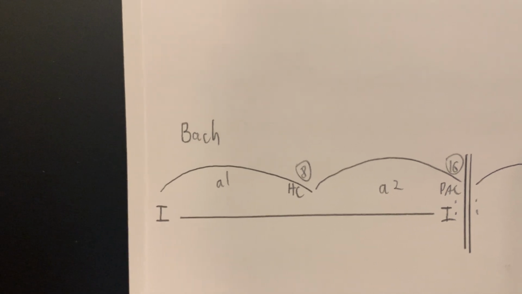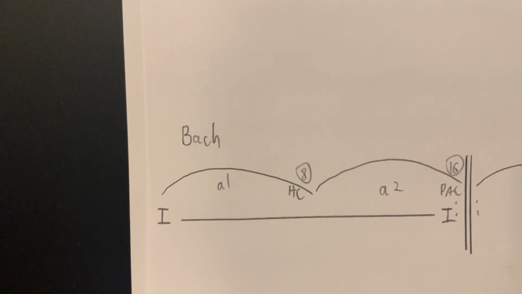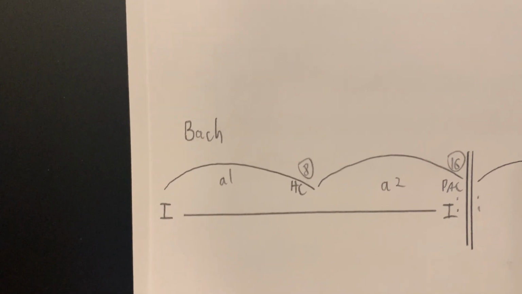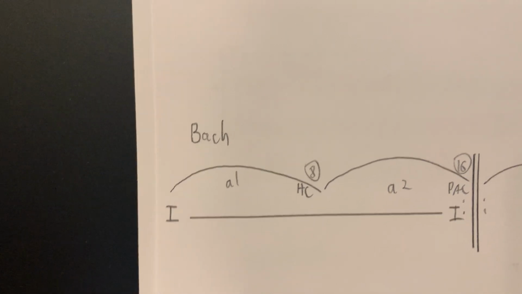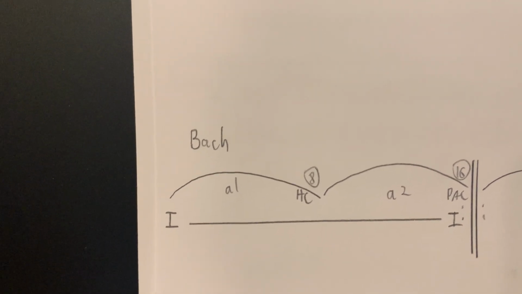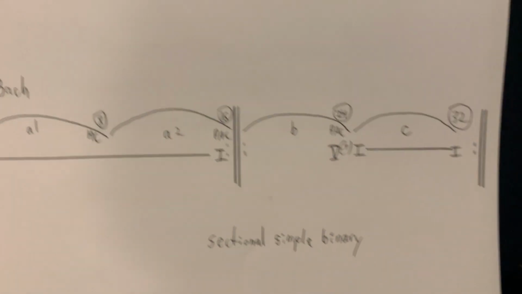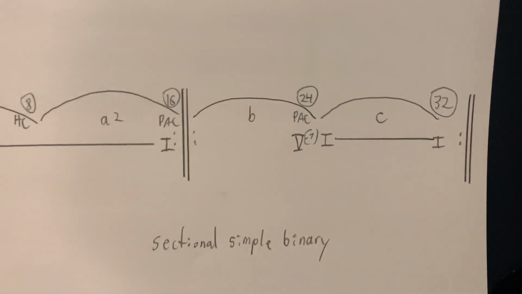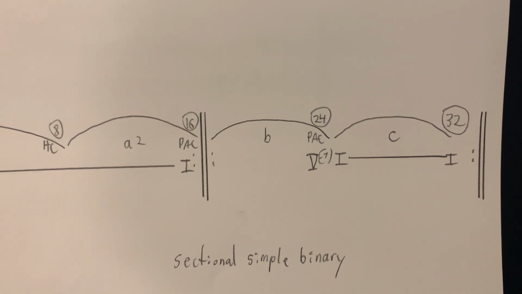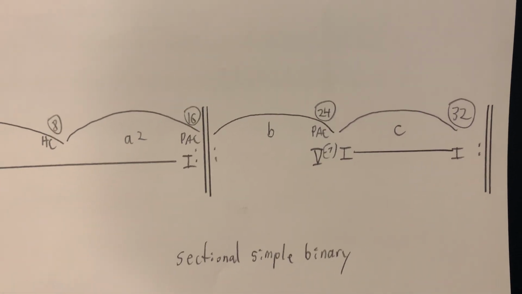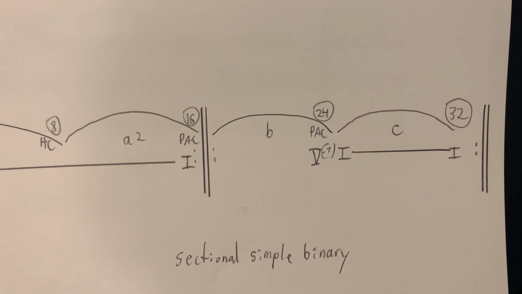Actually, if you looked at the details of this phrase, you'd see it's one of those hybrids of a sentence and a period. But the larger 2 phrases are antecedent consequent. Anyhow, this is sectional because it ends with the PAC in the main key. Then it's also a simple binary. So it has the digression again, ends at measure 24.